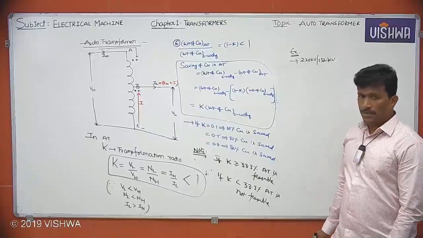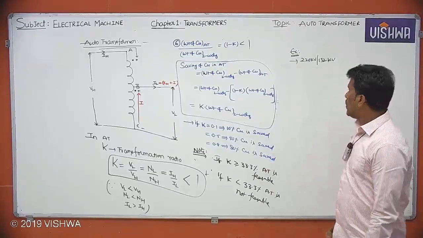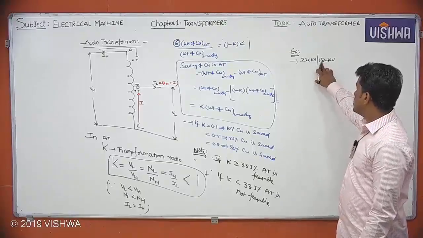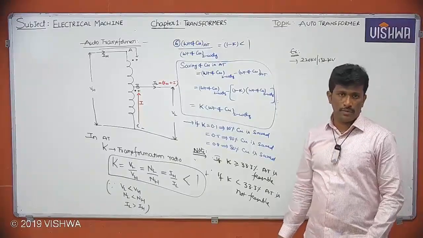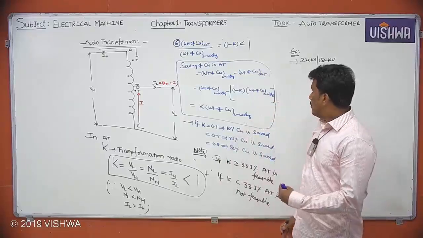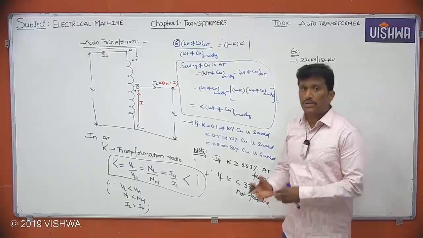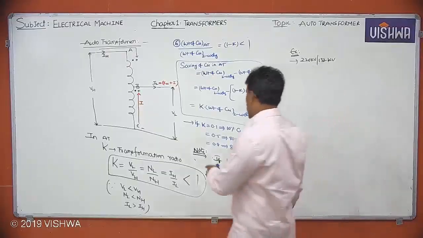Tell me in this example, suppose you are having a substation like this. A 220 kV by 132 kV substation is there. Tell me, can I use an auto transformer? First of all, tell me whether we can use an auto transformer or not. Tell me where we can use an auto transformer. See, observe clearly here.